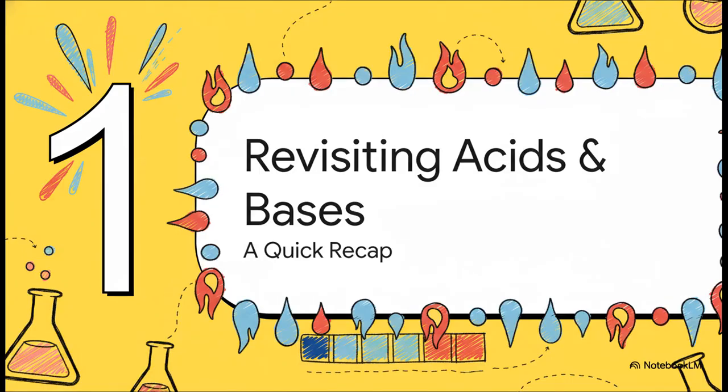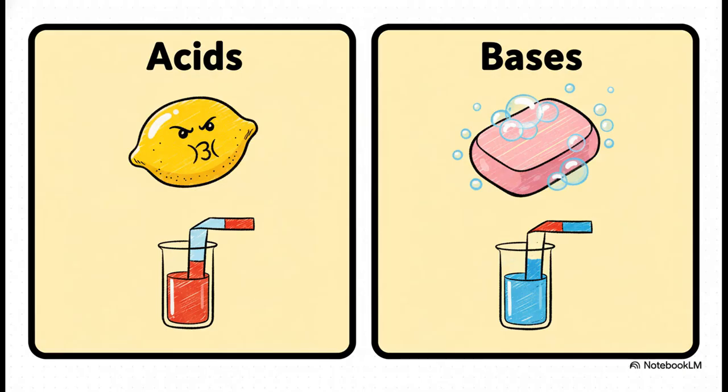First, let's quickly recall what we already know about acids and bases from our previous classes. It's always good to refresh our memory on the basics before we move on to new concepts. Remember these fundamental properties, as they are the key to identifying acids and bases. Acids, as you know, are sour in taste, like lemon juice, and they have the property of turning blue litmus paper to red. Bases, on the other hand, are bitter in taste and turn red litmus paper to blue. These are very important points to remember.